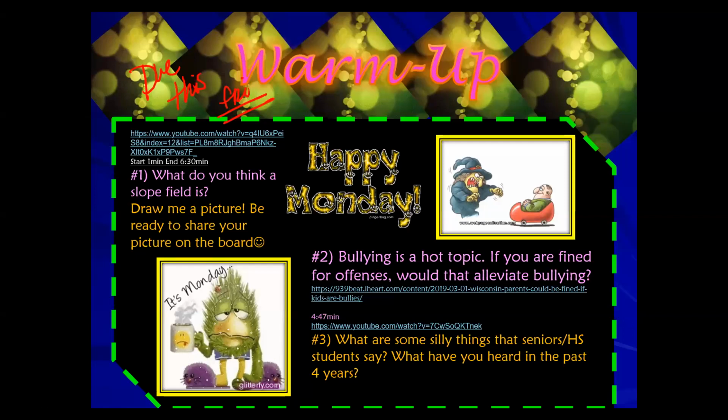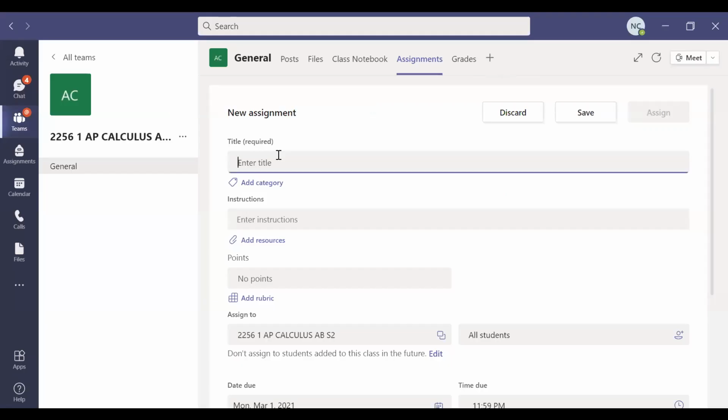Okay, so let's go ahead and create your assignment for Week 9 Monday. AP Calculus AB, Semester 2. And today we're going to talk about slope fields and equations.